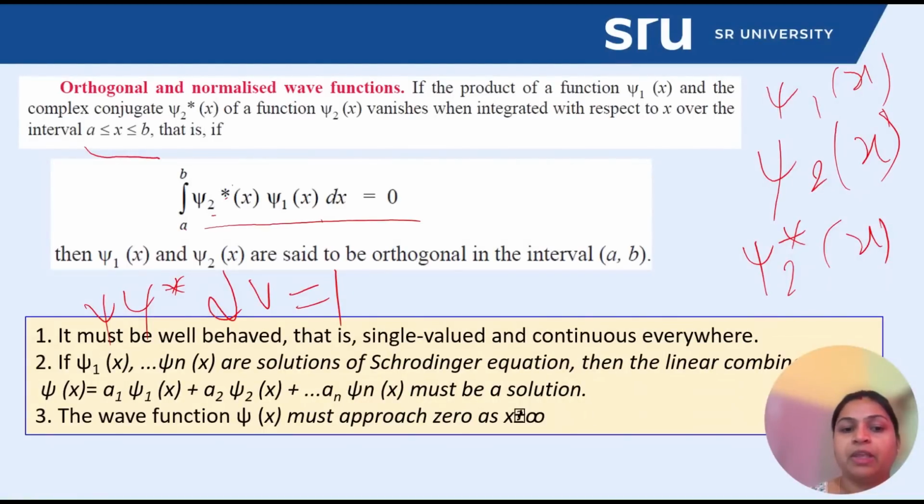If the continuous functions psi1(x), psi2(x), up to psi n(x) are solutions of the Schrodinger equation, then the linear combination psi(x) equal to a1 psi1 plus a2 psi2 up to an psi n must also be a solution. The wave function must approach 0 as x tends to infinity.